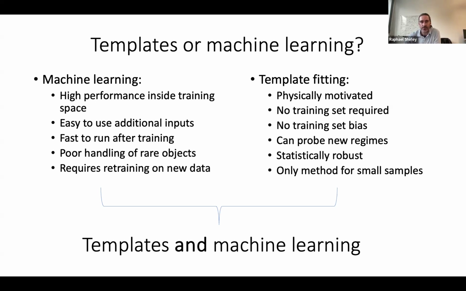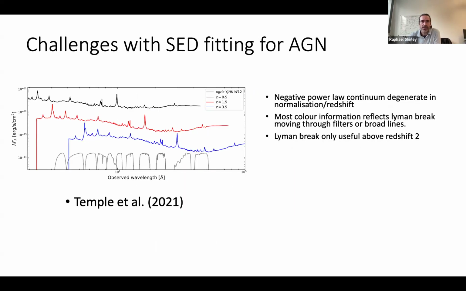So we can probe new regimes with that, and it's statistically robust. It's based on chi-squared statistics, can be extended to Bayesian statistics, and I think it's fair to say those statistical methods are well understood. I think we're learning more about the statistics of machine learning, but some people were critical of the statistical robustness of it. I think it's the only method for small samples. So if we're really dealing with small numbers of objects where we cannot train, it's the only method we have. So I'm going to talk about some challenges with SED fitting for AGN in particular, but I'm also going to make some general points about how photometric redshifts work.